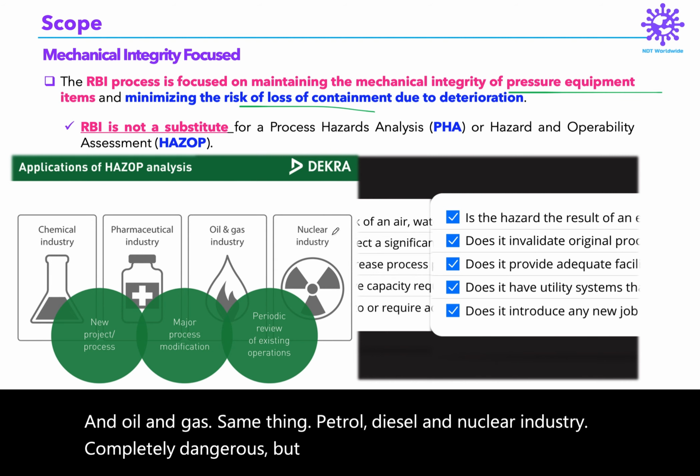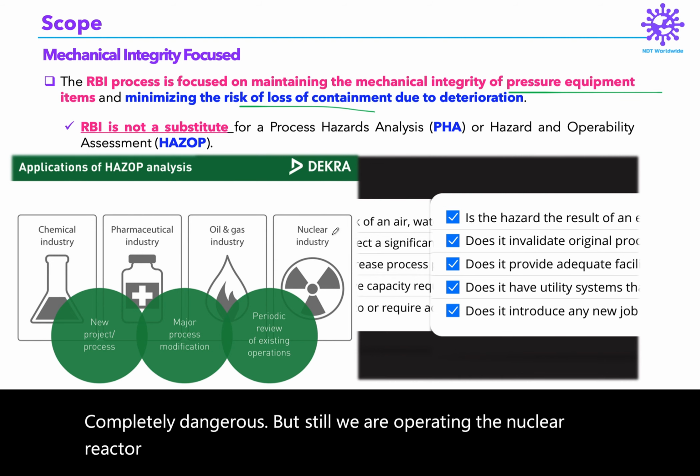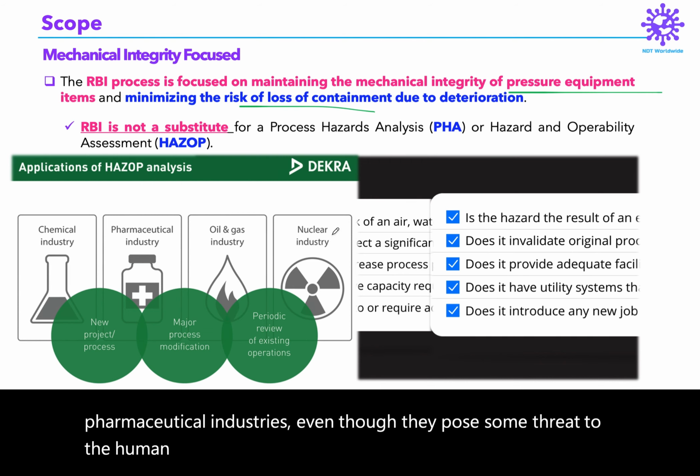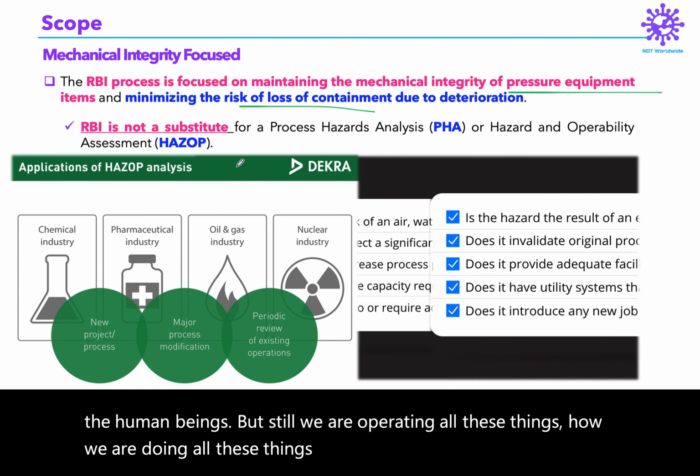But still, we are operating the nuclear reactors. We are having the refineries. We are also having the pharmaceutical industries. Even though they pose some threat to human beings, still we are operating all these things. How are we doing all these things? By mitigating the risk levels, by assessing the hazard levels.